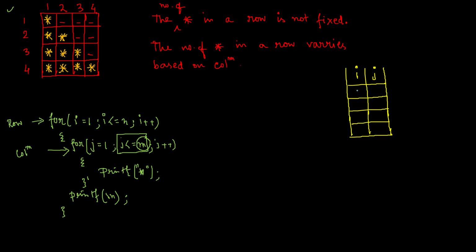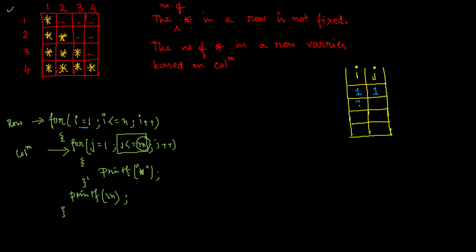When i is equal to 1, that is the first row, obviously i equal to 1, right? So when i equal to 1, how many times should j run? The loop of j should run only 1 time, because only 1 star I have.